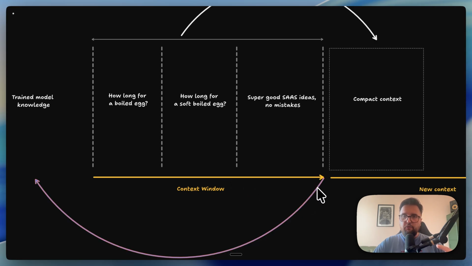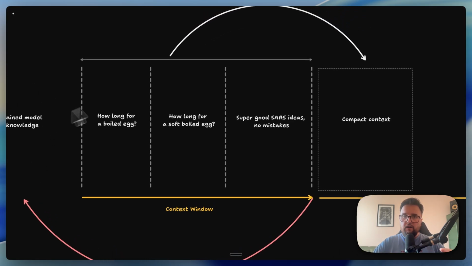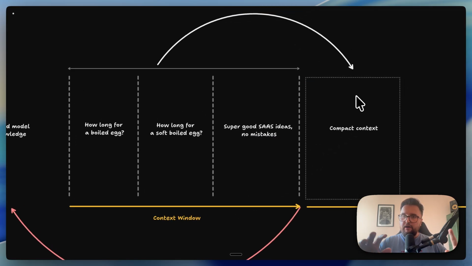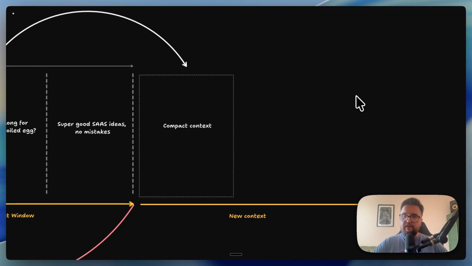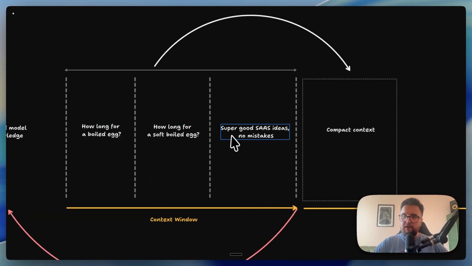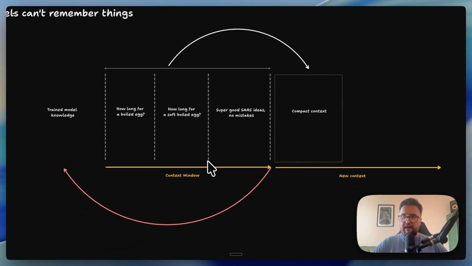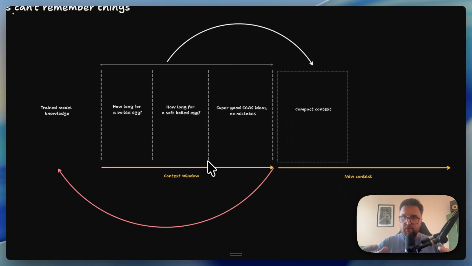So then we can do one or two things. We can reset the context window back to a clean slate and just the model's default knowledge, or we can compact this context window down into a smaller context window so we can keep going and it will have an idea of what we spoke about earlier, but not all of the details. So this allows AI to get an idea of what we're talking about, but it isn't perfect.